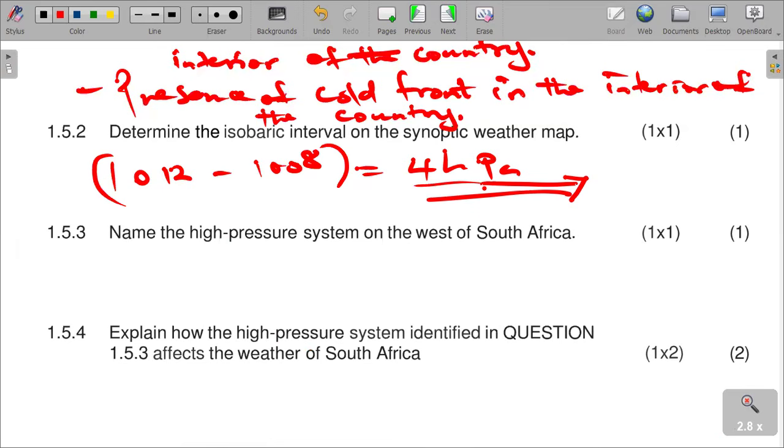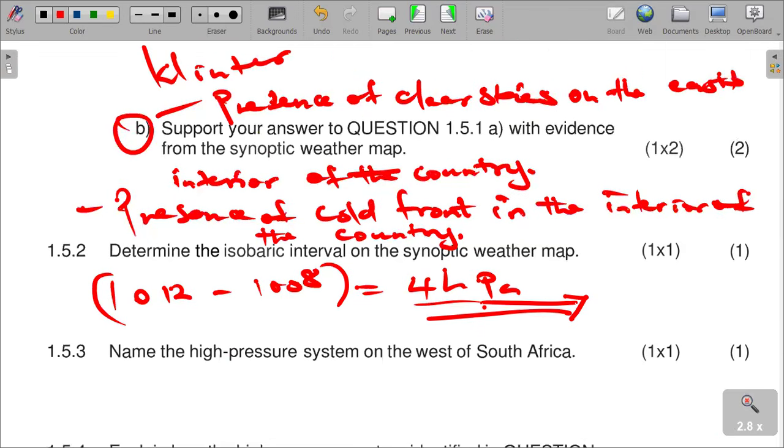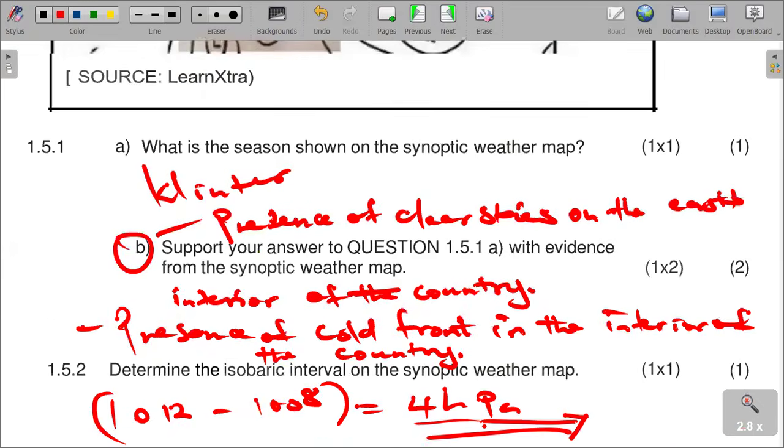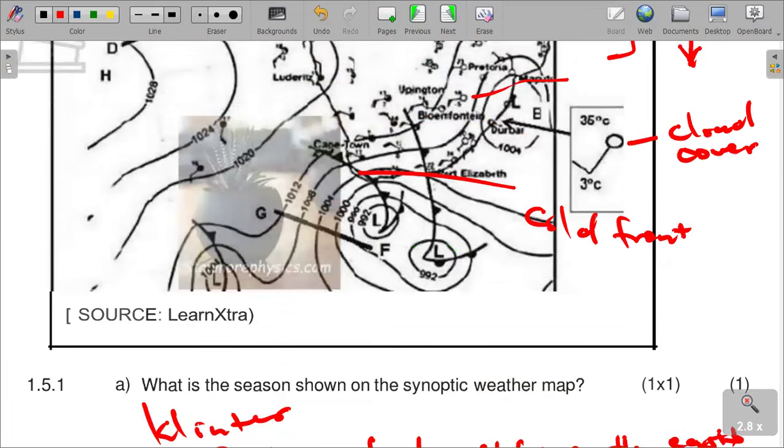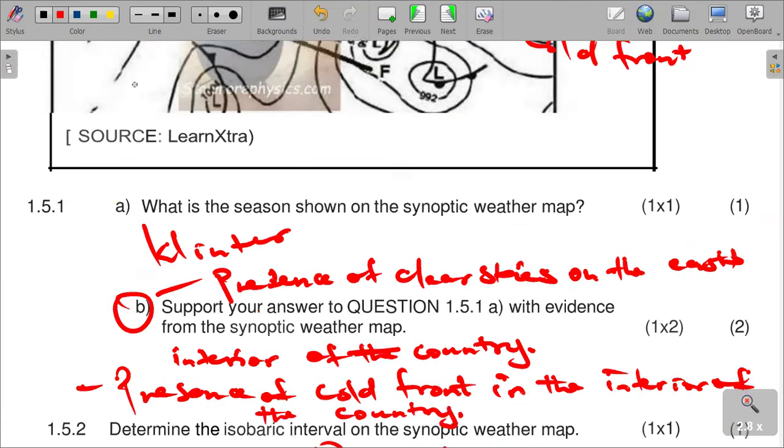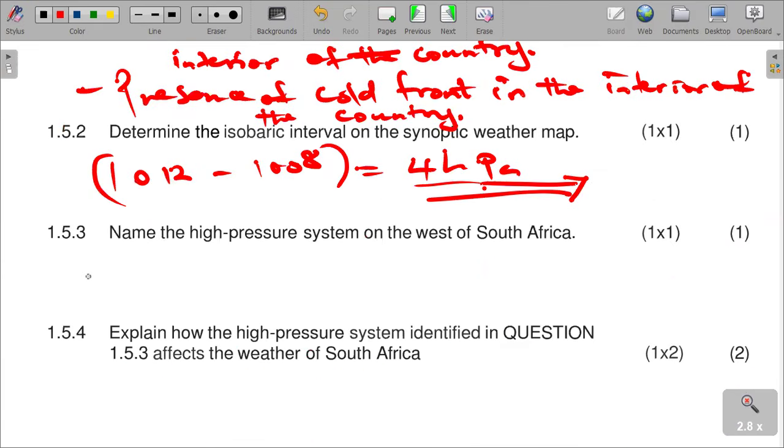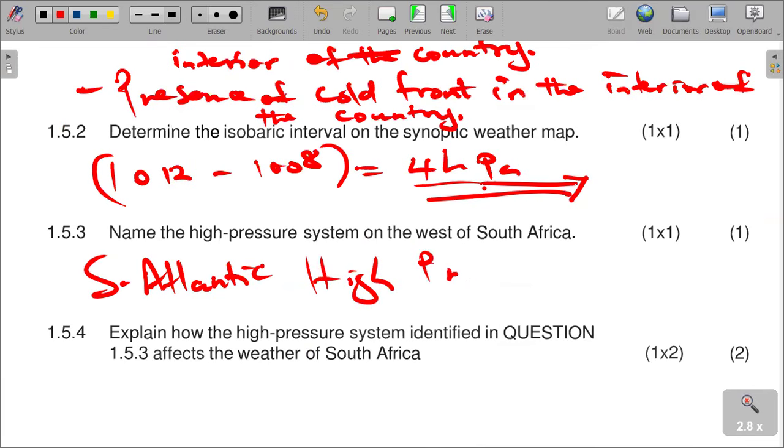And then, name the high pressure system on the west of South Africa. On the west of South Africa, we always need to understand that we have the South Atlantic high pressure. South Atlantic high pressure is always found on the west of South Africa. It is the one that we find there.